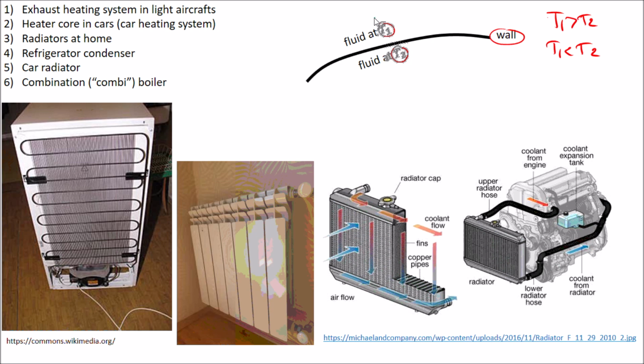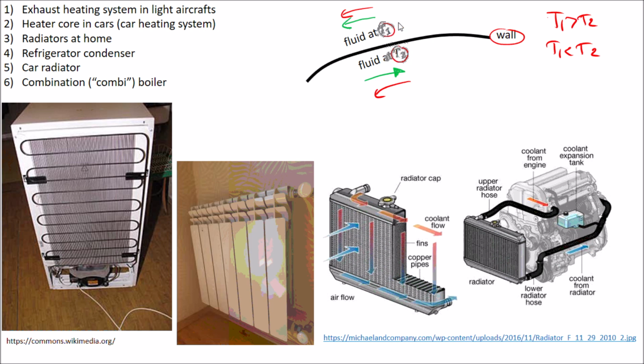And also the direction of the fluid at T1 and the direction of the fluid at T2 can be different. Say that if this one moves in that direction, fluid T2 can move in the opposite direction, or it is also possible that both fluids are moving in the same direction. T1 moves in that direction, T2 moves in that direction. This is one general configuration.